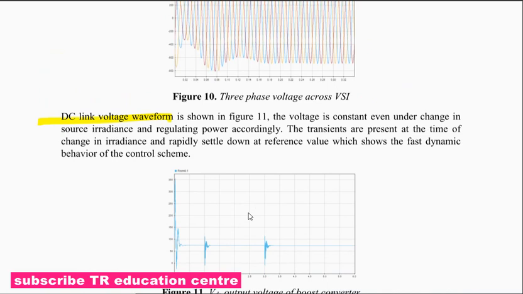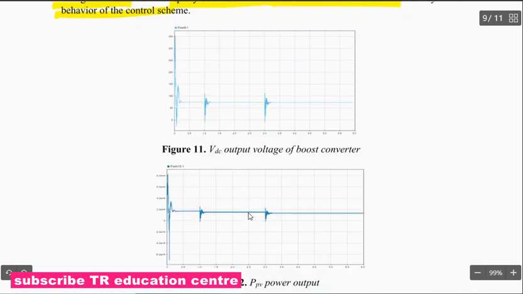DC link voltage. The DC link voltage waveform is shown in figure 11. The voltage is constant even under changes in the source radiance, regulating power accordingly. Transients are present at the time of the change in radiance and rapidly settle down at the reference value, which shows the fast dynamic behavior of the control scheme.